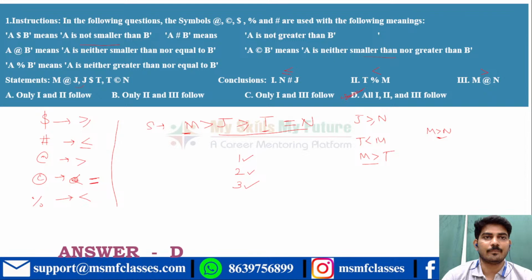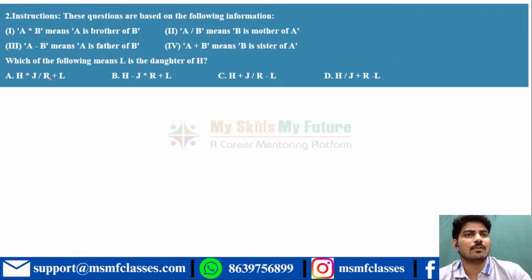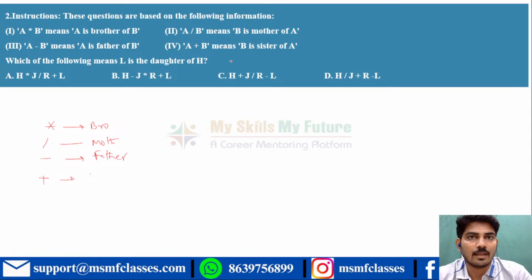This will be the next question from the blood relations topic. These questions are based on the following information. Here star means brother, divided by means mother, minus means father, and plus means sister. You need to be clear here, because the relation is not given from A to B, it is given from B to A. So we need to be careful while answering this question.